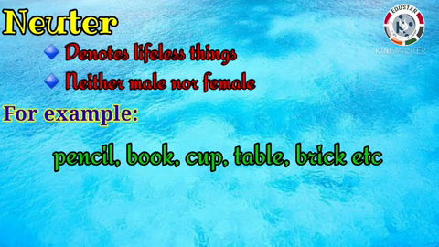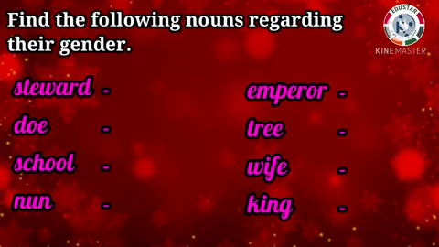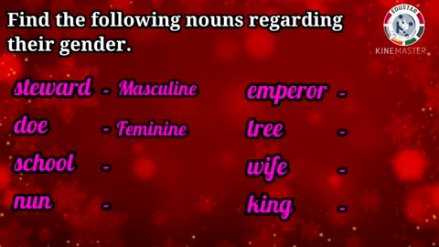Pencil, book, cup, table, brick are some examples of neuter gender. Now find whether the given nouns are masculine, feminine or neuter gender. Steward, masculine gender. Doe, feminine gender. School, neuter gender. Nun, feminine gender.